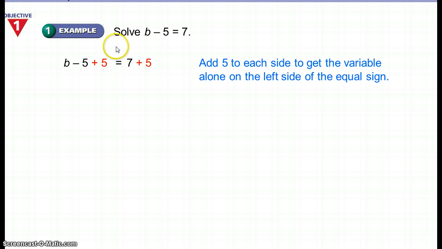It's important that we remember the equal sign is our dividing point of the equation. So that means if I add 5 on the left side, I have to add 5 on the right side of the equal sign. So that way everything is going to stay balanced.